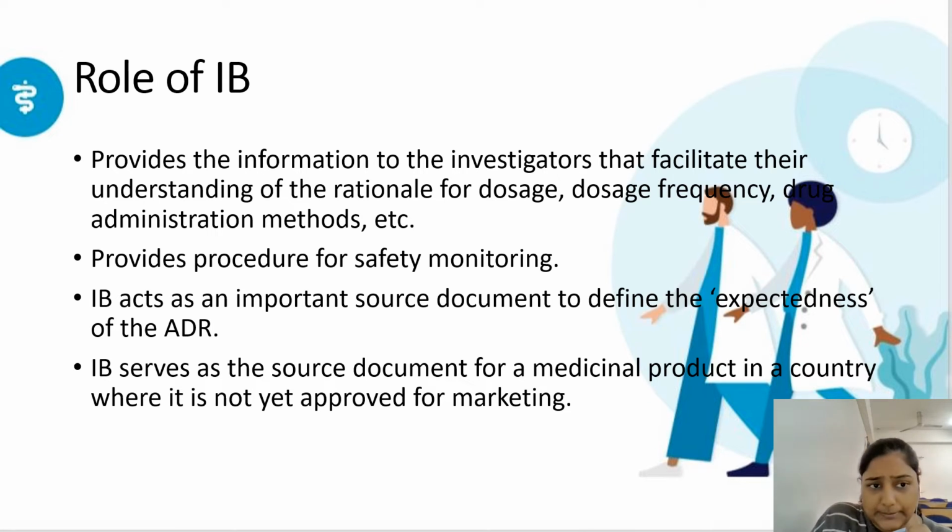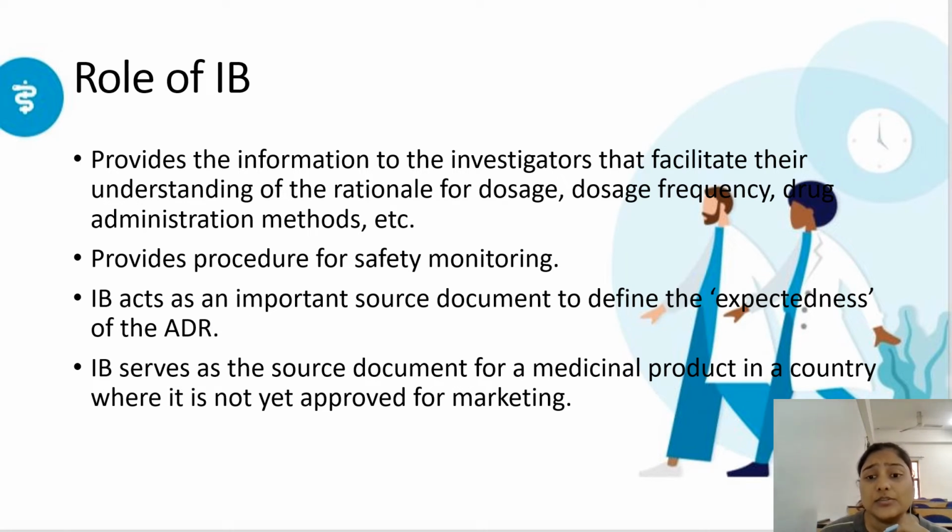Coming to the role of IB. IB stands for investigator's brochure. It provides the information to the investigators that facilitates their understanding of the rationale for dosage, dosage frequency, dose administration methods, etc. It also provides procedures for safety monitoring. It acts as an important source document to define the expectedness of the AE.